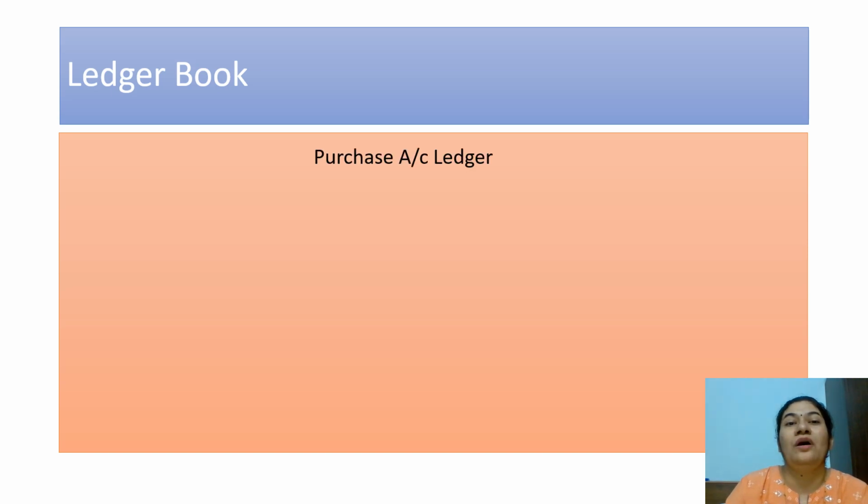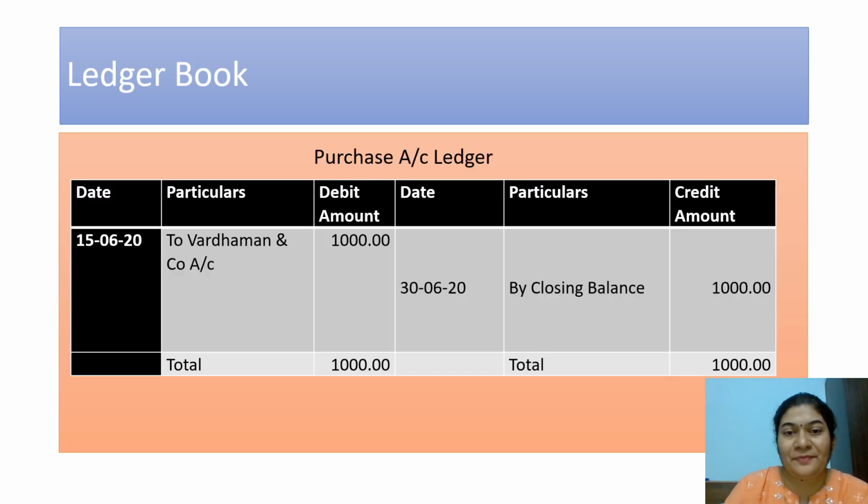As we saw the journal book, now we will see how a ledger book looks. Basically, this is a T format ledger book in which you can see again the date column, the particulars column, debit amount, date, particulars, and the credit amount. So there will be both debit and credit entries in any given ledger.